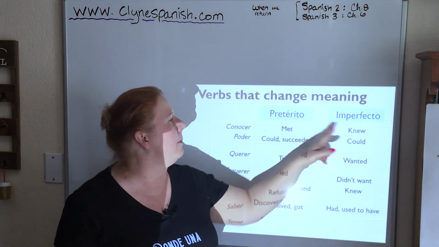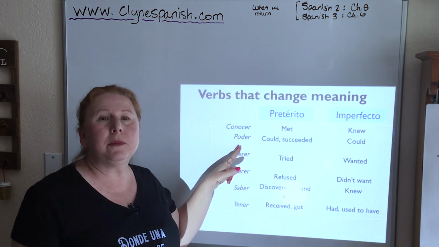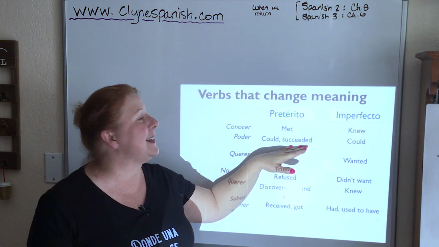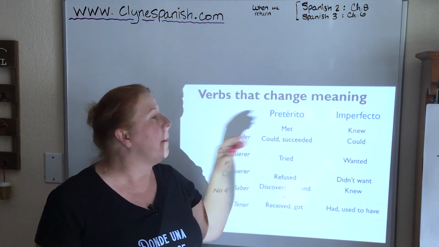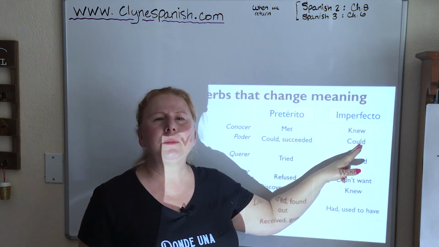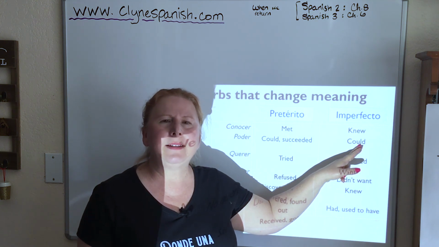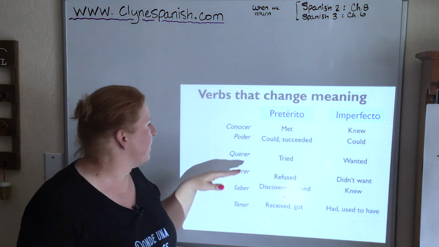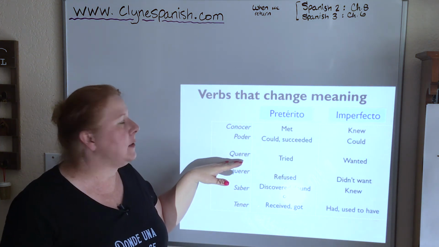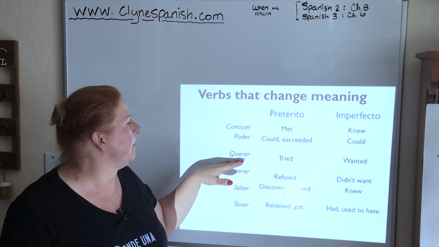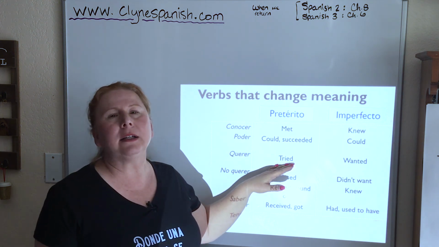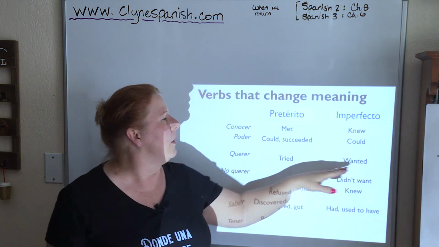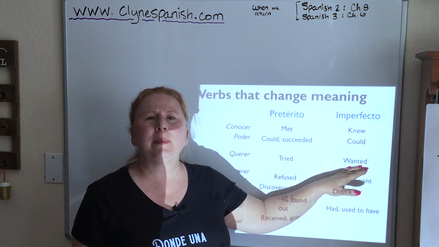All right? Different meaning. Poder, to be able to, means you could or you succeeded at something. But if it's in the imperfect, it just means podía hacer mi tarea. Could have done my homework, but maybe I didn't. All right. Querer, to want, to wish, right? It means you tried to do something. It was a completed action. You tried to do something versus I wanted something.